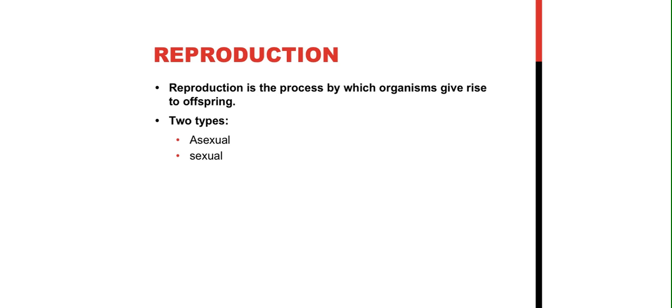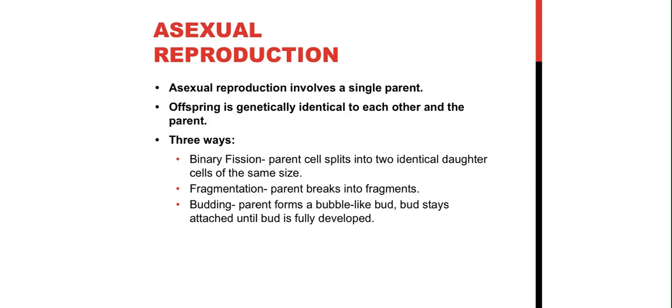Oh, I didn't capitalize the sexual, and that's annoying. But anyway, asexual reproduction is generally done by prokaryotes and very single-celled organisms in comparison to sexual reproduction, which is done by eukaryotes. So let's spend a little bit of time talking about asexual reproduction. This only involves one parent, so a single parent, and results in offspring that are genetically identical to each other and to the parent.